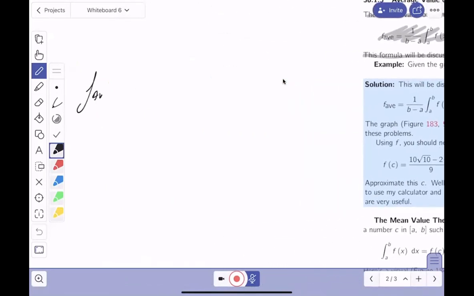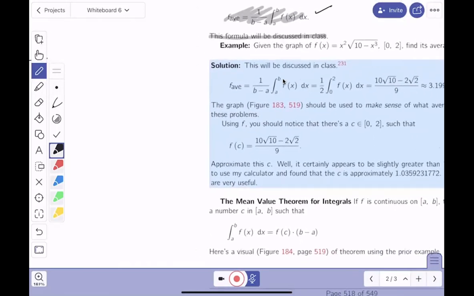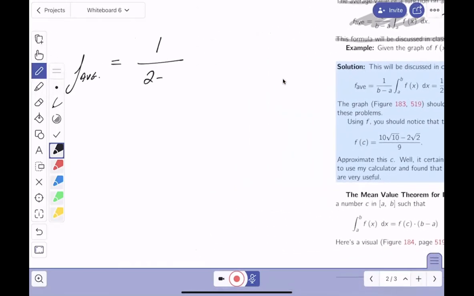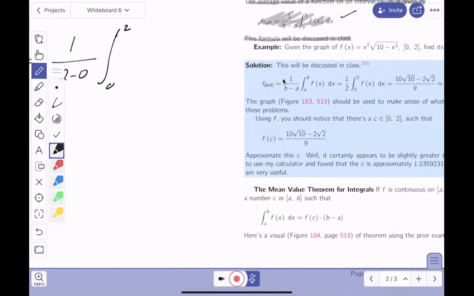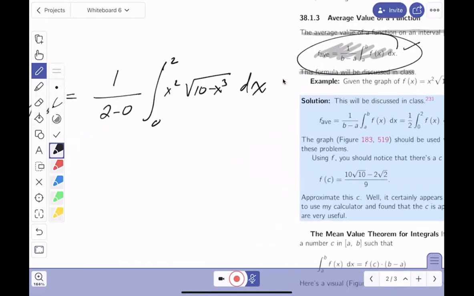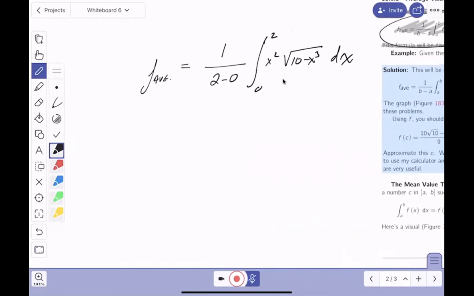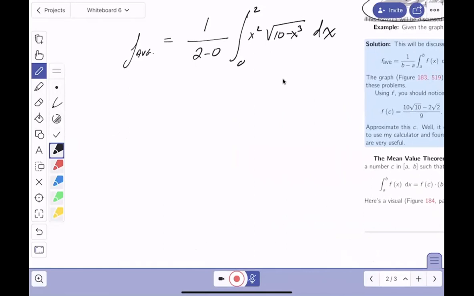F average, AVG, is equal to 1 over b minus a. Well, what's that going to be? 2 minus 0. I'm just looking at the numbers. Integration 0 to 2, f of x, which is x squared root of 10 minus x cubed, dx. I'm just using the formula. I want to see if I can do the integration now. And it might be tough. These problems are carefully written though. 1/2. Let's see what we get over here.